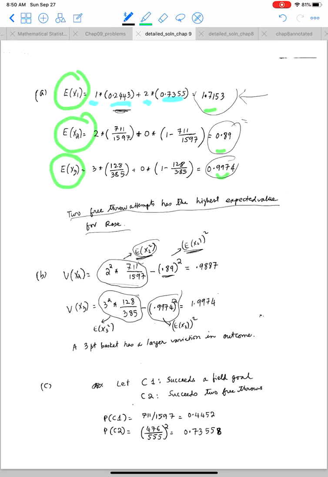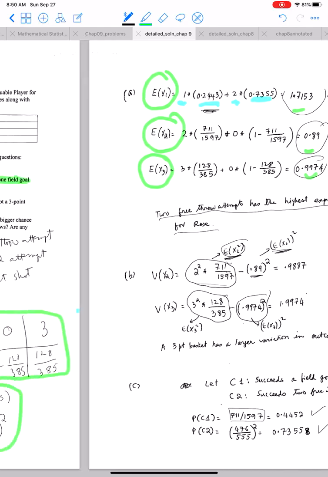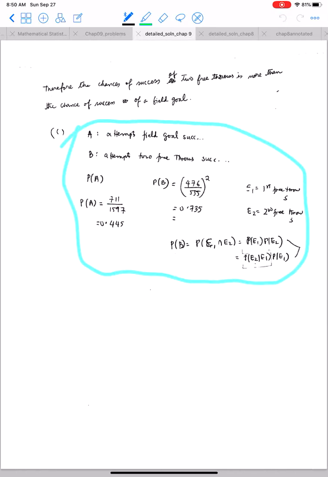The probability of succeeding at a field goal is 711 by 1597, and succeeding at 2 free throws is 476 by 555 square. So the corresponding probabilities are 0.4452 and 0.73558. And then we compare the two probabilities to get the answer. So which one would be a better option? The 2 free throw attempts would be a better option because the chances are higher here. So that was 51.